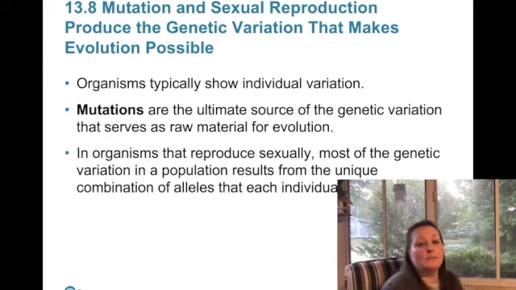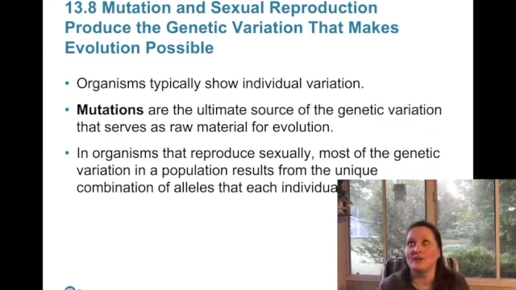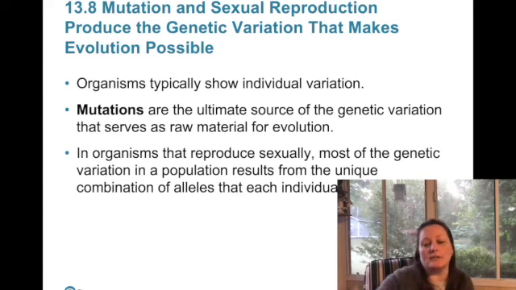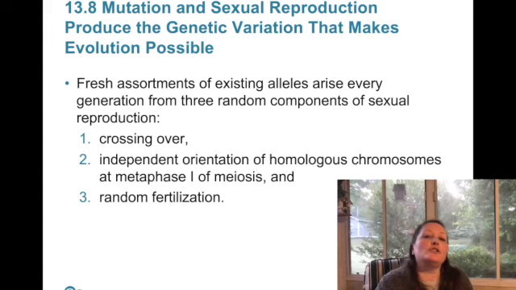Because in organisms that reproduce sexually, most of the genetic variation results from the unique combination of the alleles. Again, genetics, covered it. A fresh assortment of existing alleles arises every generation from three random components of sexual reproduction, crossing over. Hopefully you remember meiosis 1, prophase 1, crossing over. That's the absolute part that you had to remember.